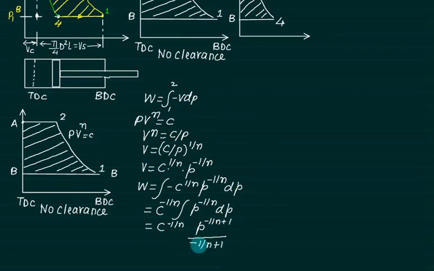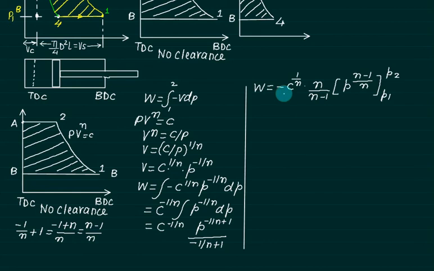upon n plus 1. Minus 1 by n plus 1 is the same as n minus 1 upon n. So we get W equals minus C to the power 1 by n upon n minus 1, P to the power n minus 1 upon n, from P1 to P2. We want to solve this by putting the upper limit and lower limit.